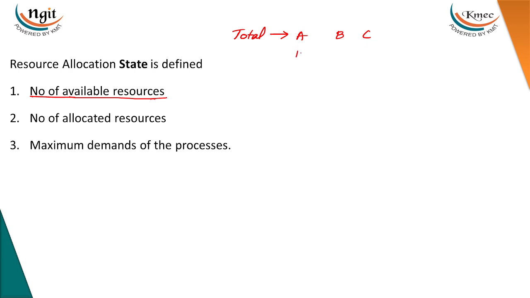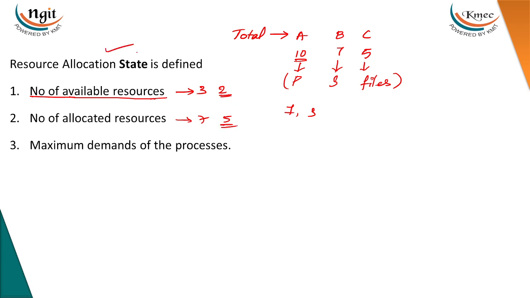Say there are 10 resources of A, 7 of B, and 5 instances of C. Assume 10 printers, 7 scanners and 5 shared files. Out of these, how many printers are allocated and how many are available right now? Assume allocated printers are 7 and available is 3. Similarly for scanners, 2 are allocated and 5 are left. This information is called the resource allocation state.